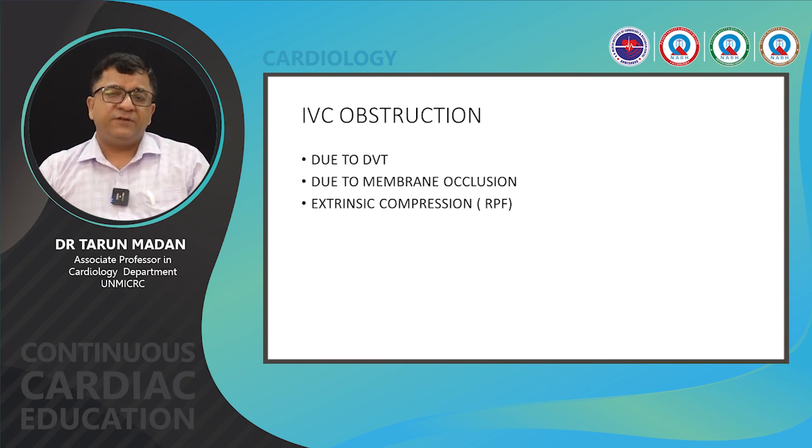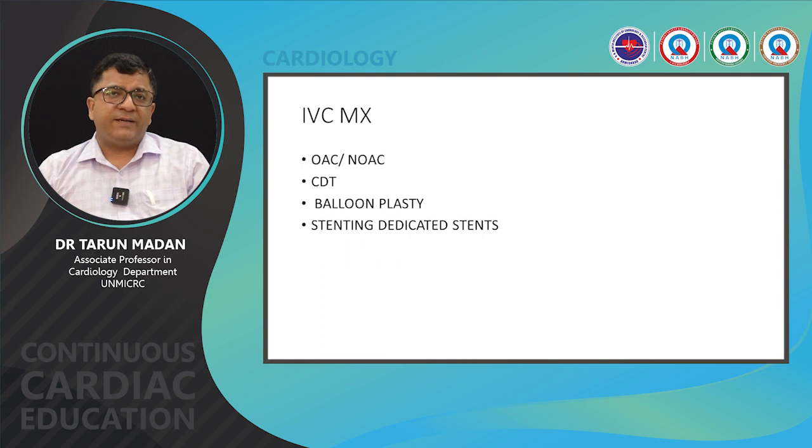Extrinsic compression in the inferior vena cava can be because of retroperitoneal fibrosis, which is a very deadly disease and difficult to manage. Again, these patients have medical therapy, catheter-based therapy, balloon angioplasty, and dedicated stents like Sinus-XL or Sinus-Venous.